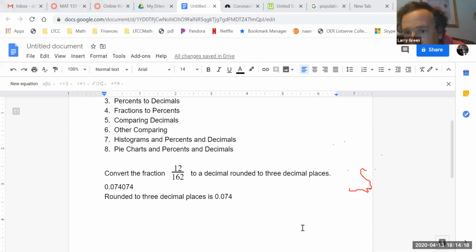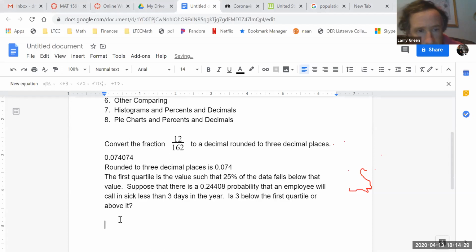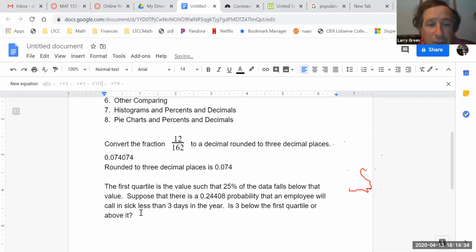Okay, so now answer this question. So let me read it. It's in the chat, which let me put it here. The first quartile is the value such that 25% of the data falls below that value. Okay, suppose that there is a 0.24408 probability that an employee will call in sick less than 3 days in a year. Is 3 below the first quartile or above it?